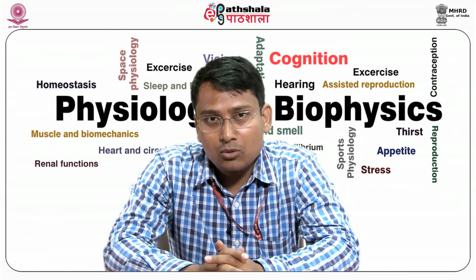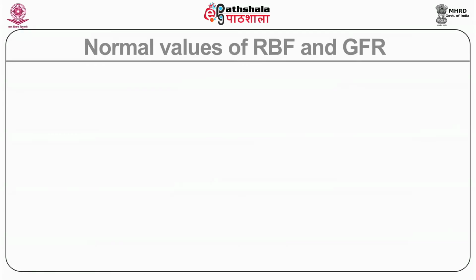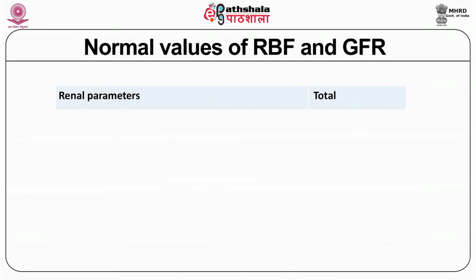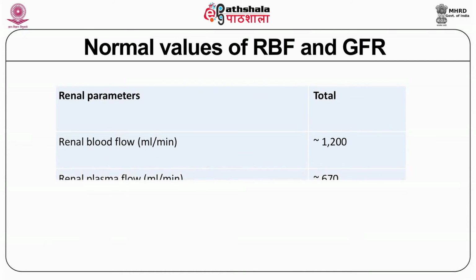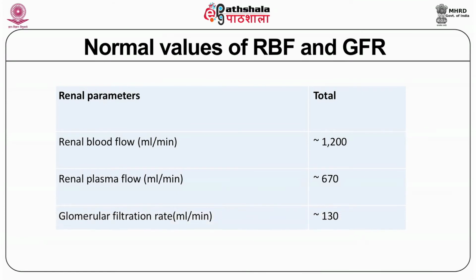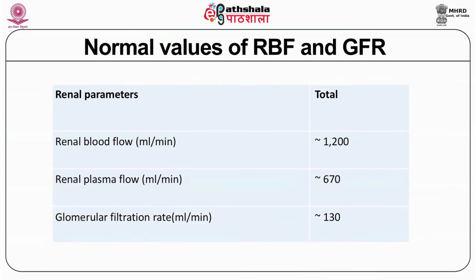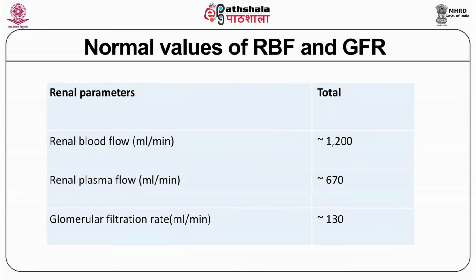In the next slide, in the sum total of the cardiac output, the renal parameters are: the total renal blood flow is 1200 ml per minute, that is 20% of the cardiac output. The renal plasma flow is 670 ml per minute based on the hematocrit, and the glomerular filtration is about 130 or taken as 125 ml per minute also.